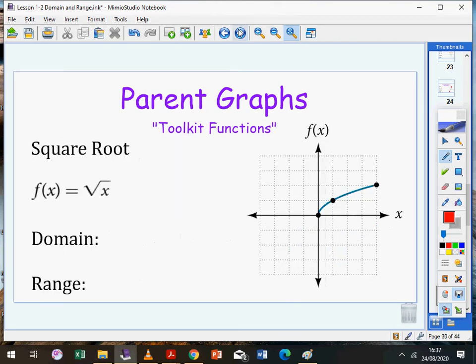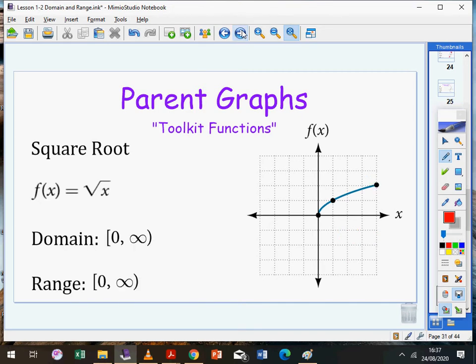Moving on, the square root function, again, continues indefinitely. So this domain will be from 0 to positive infinity. 0 is included, yes. But the range, again, will also be only from 0 to positive infinity. 0 included, infinity not included, just like this.